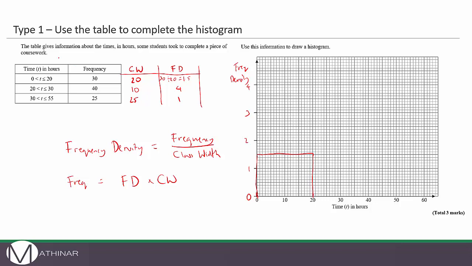My second bar goes from 20 to 30 and has a height of 4. Make sure you use a ruler when you're doing this in your exam. And then finally we've got 30 to 55 and a frequency density of 1. So something like that. And that there is your completed histogram for 3 marks.